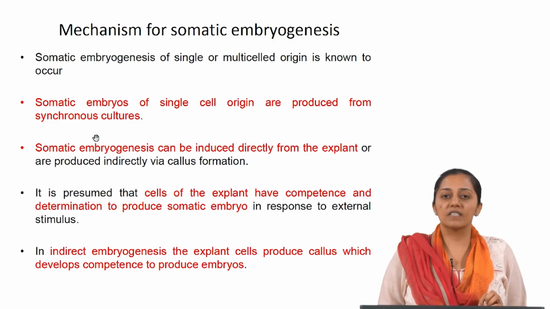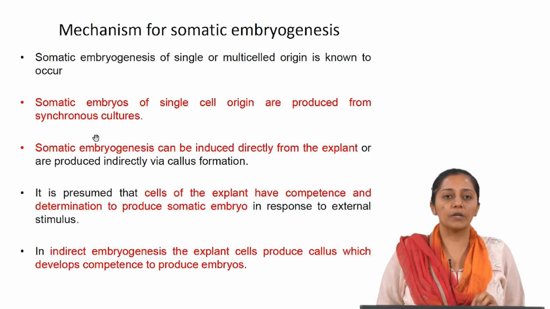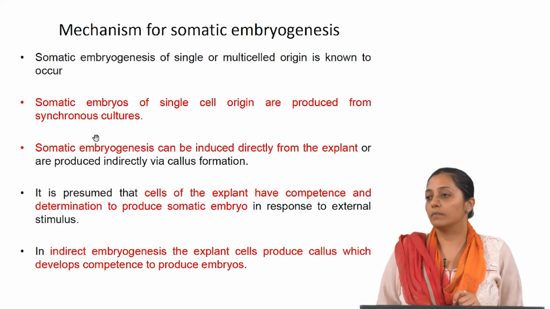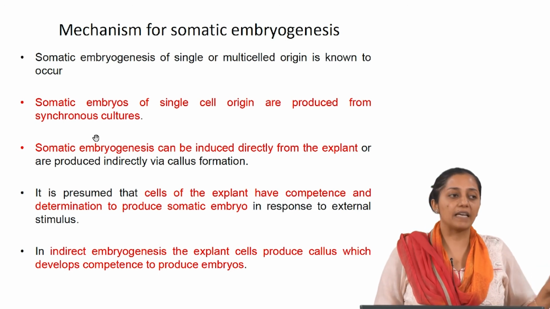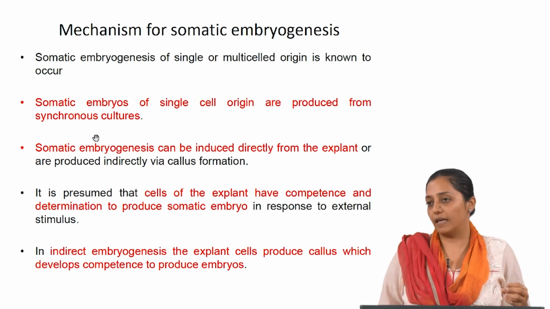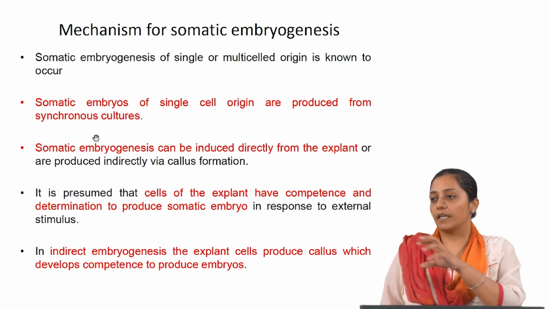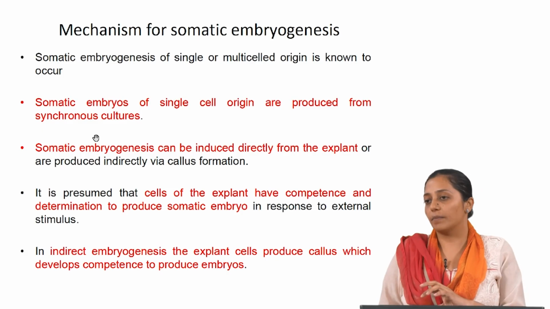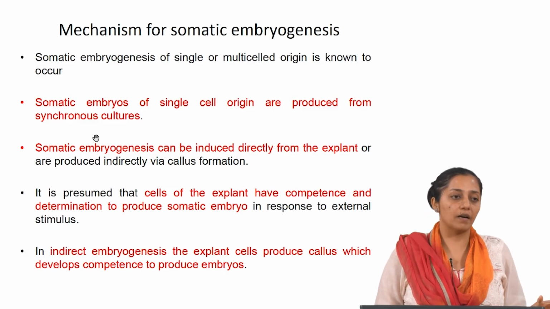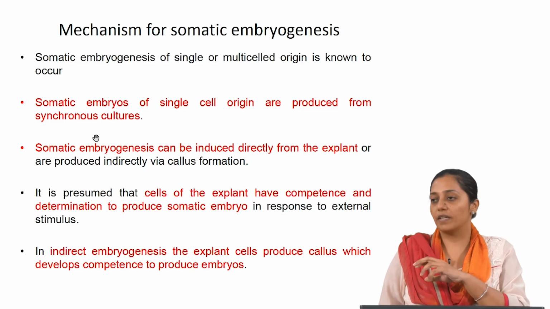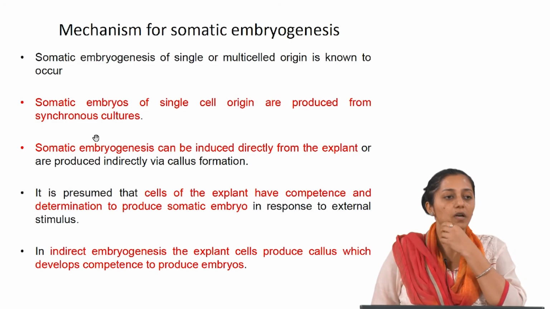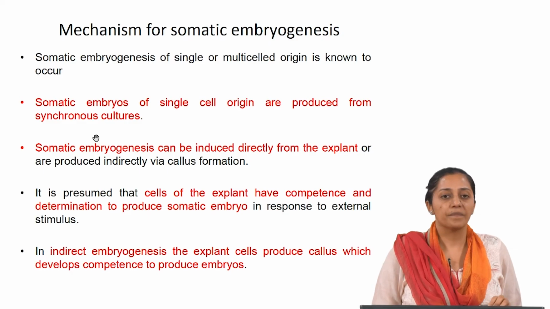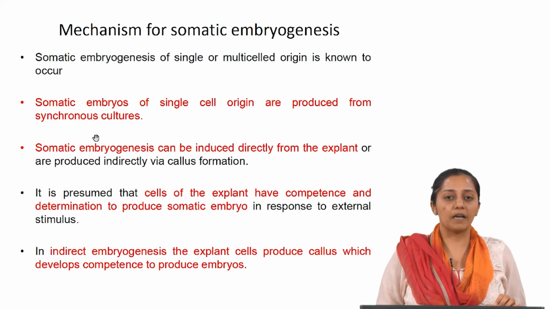Now, somatic embryogenesis can be induced directly from the explant or indirectly from the callus phase. So, in case the callus phase is involved, once you bring the explant, it develops into callus, then you do a variation and it develops into somatic embryos, that is called indirect somatic embryogenesis. And when an explant, say a leaf, gives rise directly to somatic embryos, then it is called direct somatic embryogenesis. It is presumed that the cells of the explants have the competence and are determined to produce somatic embryos.